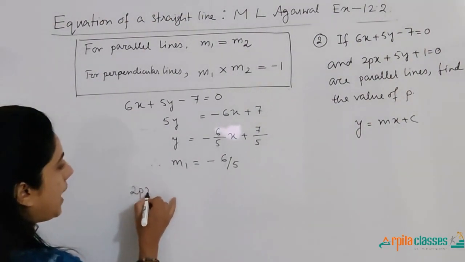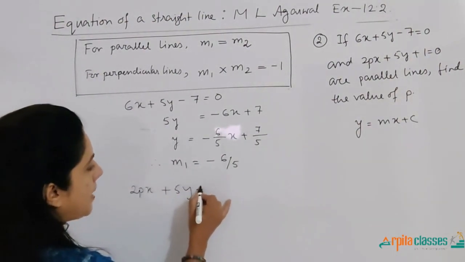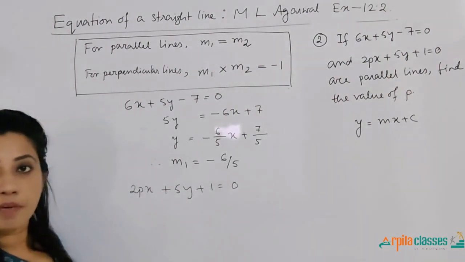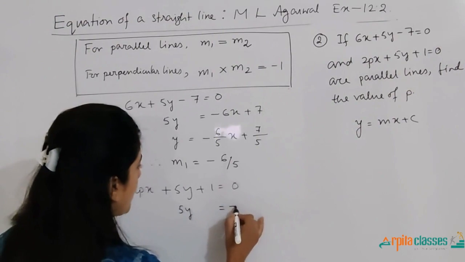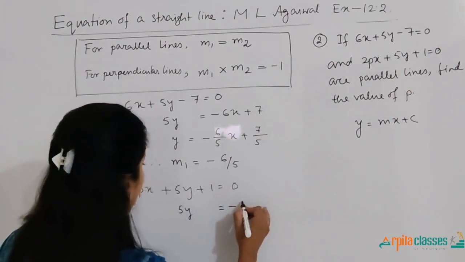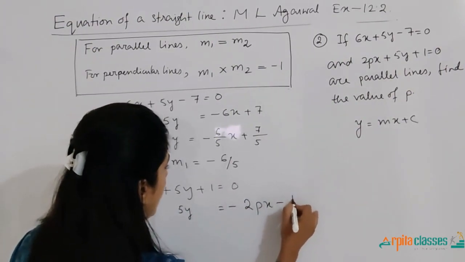The second equation is 2px plus 5y plus 1 equal to 0. Let us convert it into y is equal to mx plus c. So 5y is equal to minus 2px minus 1.